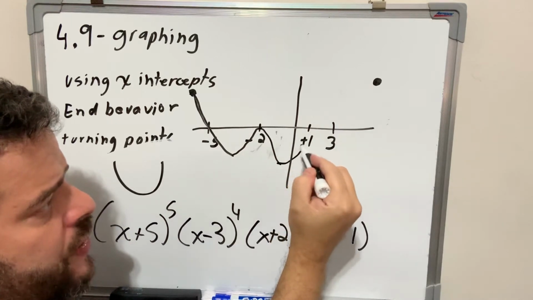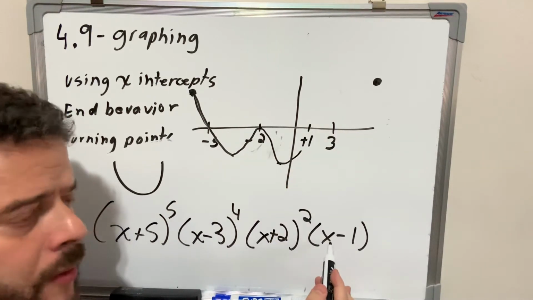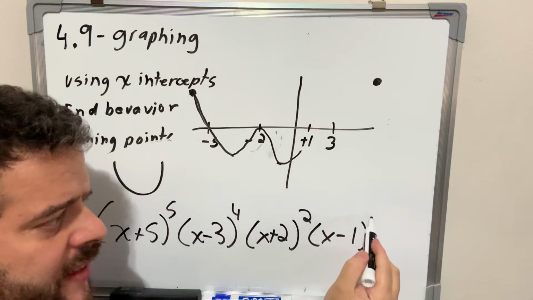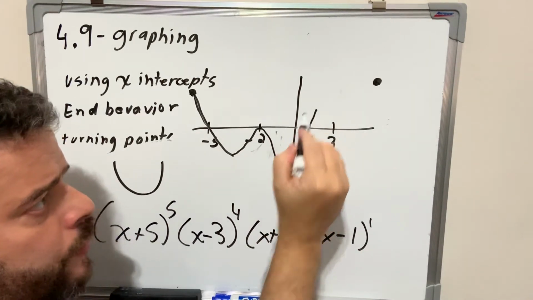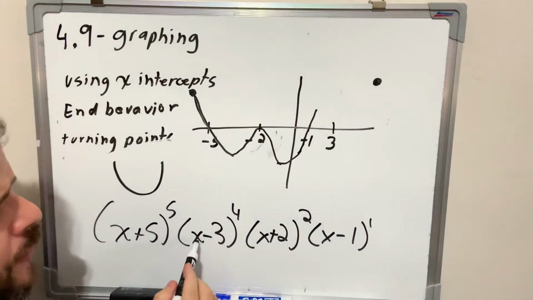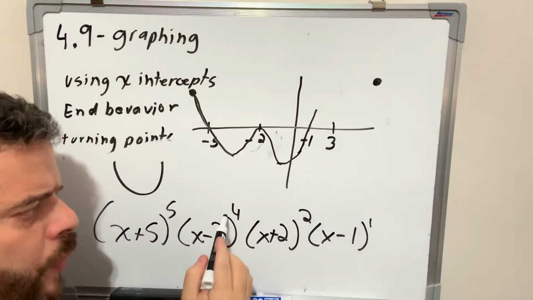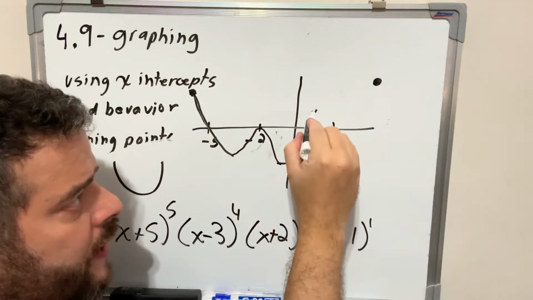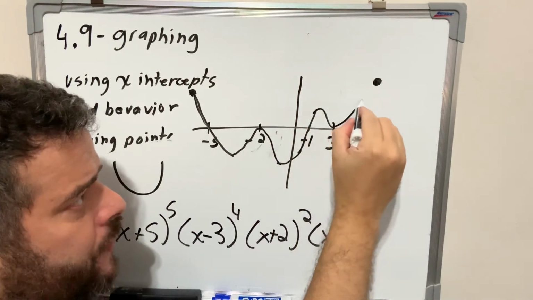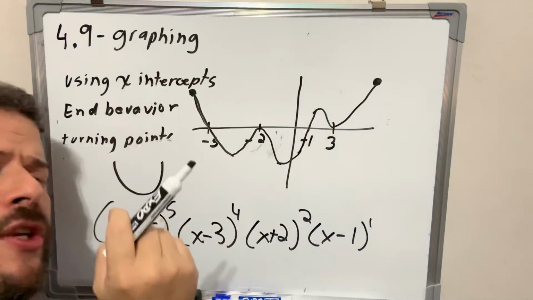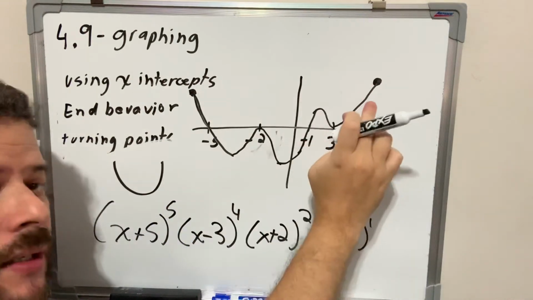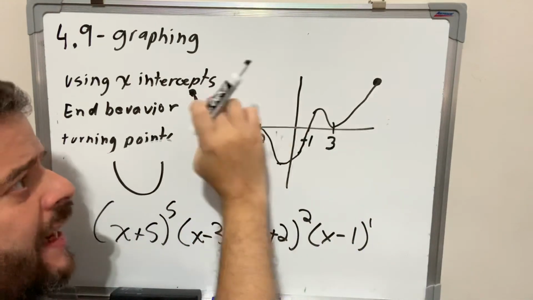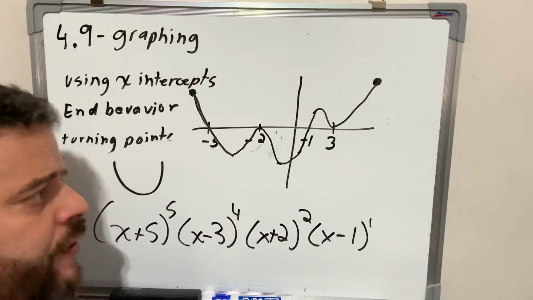Now I'm going to reach the +1, which is this one. Since it is an odd degree, it's going to go through. And then I'm going to reach my 3, which is an even degree. It's going to bounce, and you will see there is no way, if you do the bouncing or going through correctly, that you will not end up as your end behavior states.